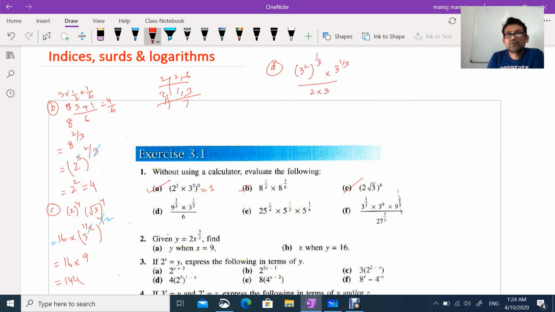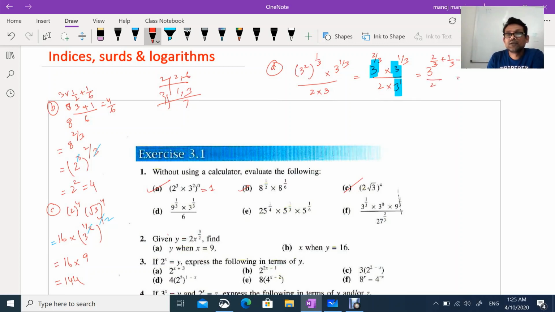Okay, now we can simplify. Power to power is multiplied, so 3 power 2 upon 3. This is 3 power 1 upon 3. This is 2 into 3. Now we have the same base, 3. When there is no power, it is always 1. So 3 power 2 upon 3, the powers will be added, plus 1 upon 3, and this power 1 will be minus. And in the denominator we have just 2 left.